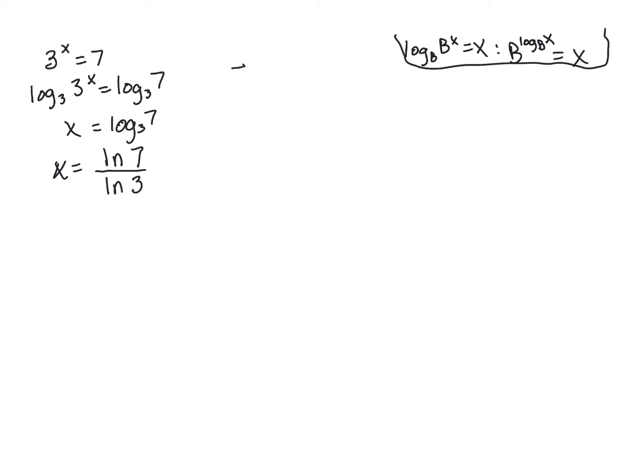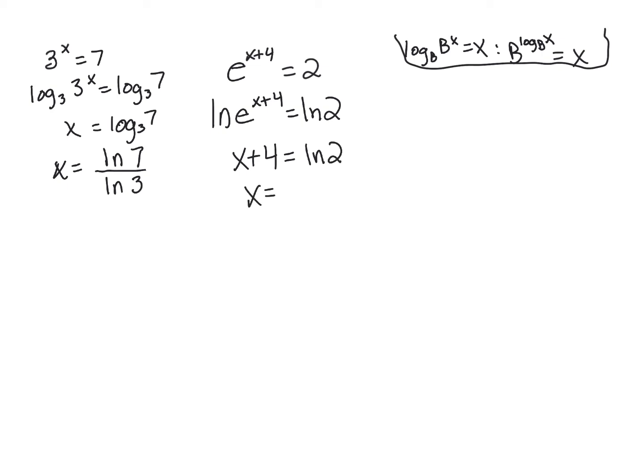Let's try e to the x plus 4 equals 2. Well, 2 and e aren't related to each other, so because the x is in the exponent of the base e, we're going to take a log base e of both sides of the equation, and that's just ln. ln of e to the power equals the ln of 2. The ln of e to the power is just the power. ln of 2 is just a number. x equals the ln of 2, take away 4.